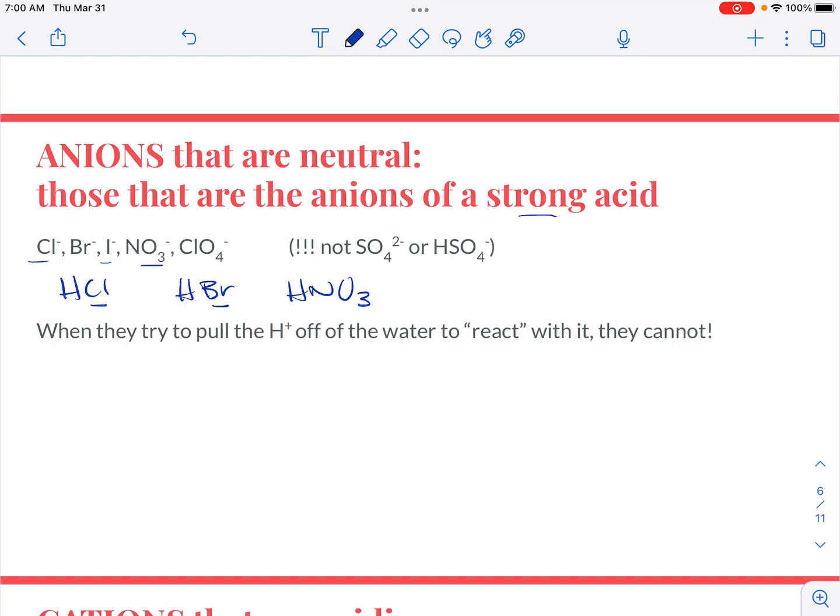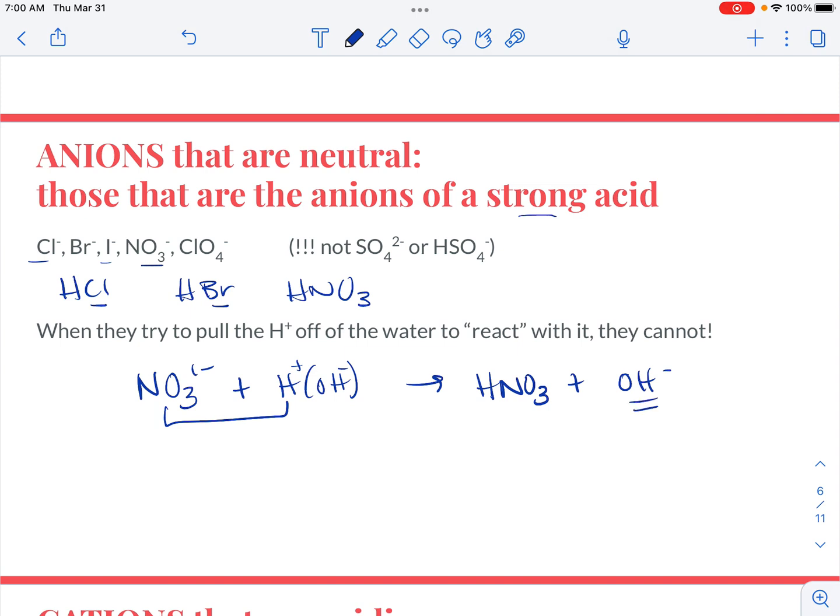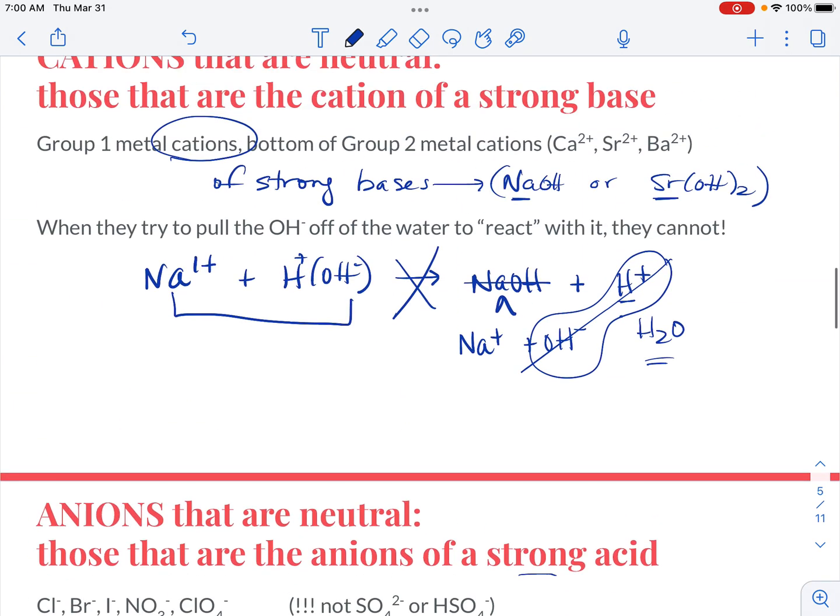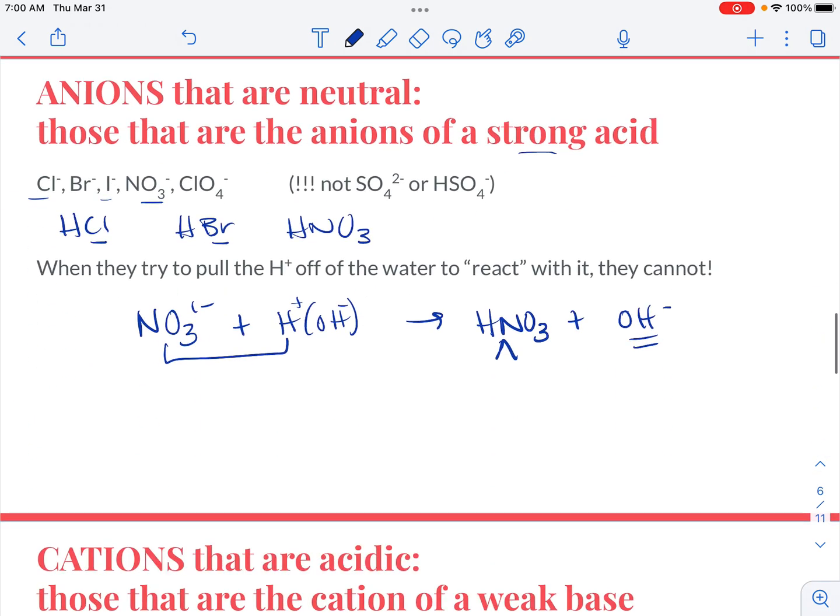Okay, so picture that the anion would be reaching into the water and attempting to pull off, it's negative, so it's going to attempt to pull off the hydrogen ion, and it would attempt to form HNO3, and it would leave behind hydroxides. So if it's able to do this, it's definitely going to create basic solutions. However, HNO3, just like up here where sodium hydroxide was a strong base, HNO3 is a strong acid. It 100% ionizes and turns into hydrogen ions and nitrate ions.